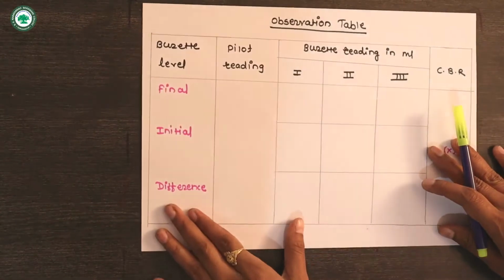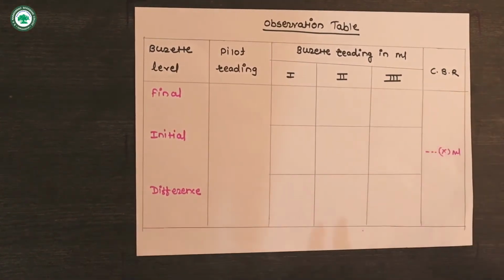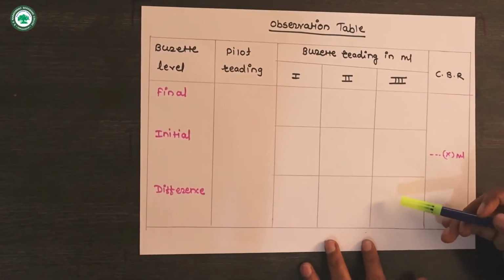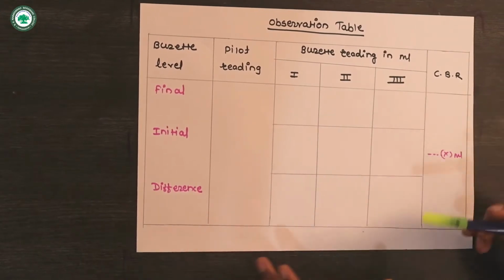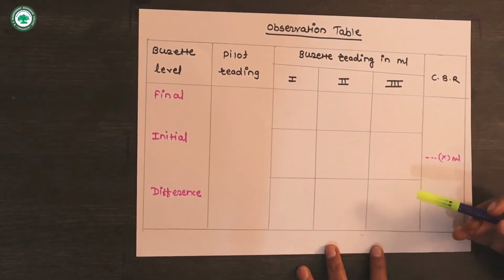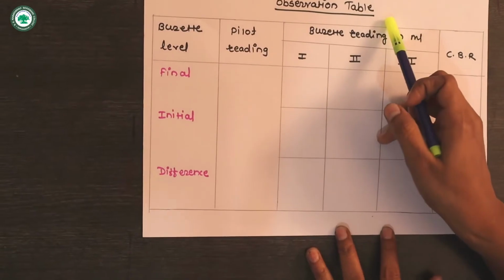Now the next point is the observation table. This is the observation table. It's blank because I will perform this practical and then note down the readings.